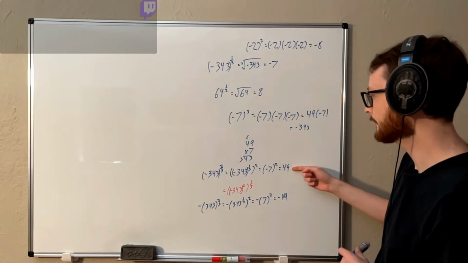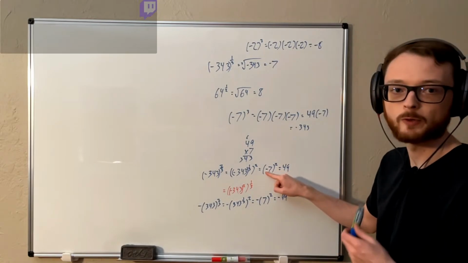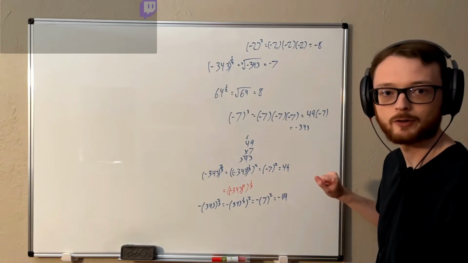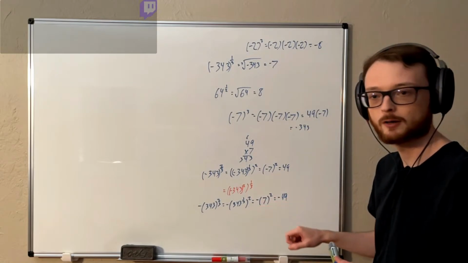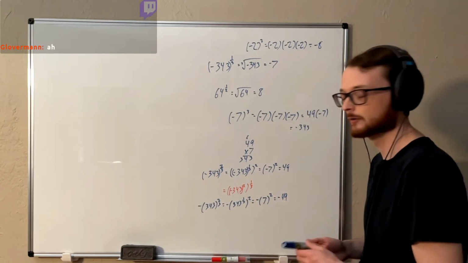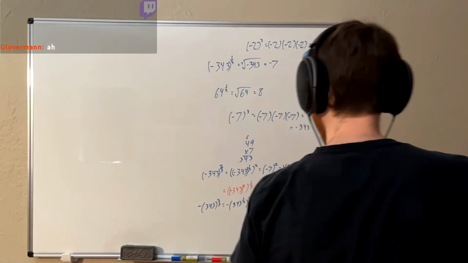In the first version, the negative sign also gets squared and goes away to become positive. In this second version, the negative sign stays on the outside and never gets squared. So we end up with a negative answer. That's the important difference there.